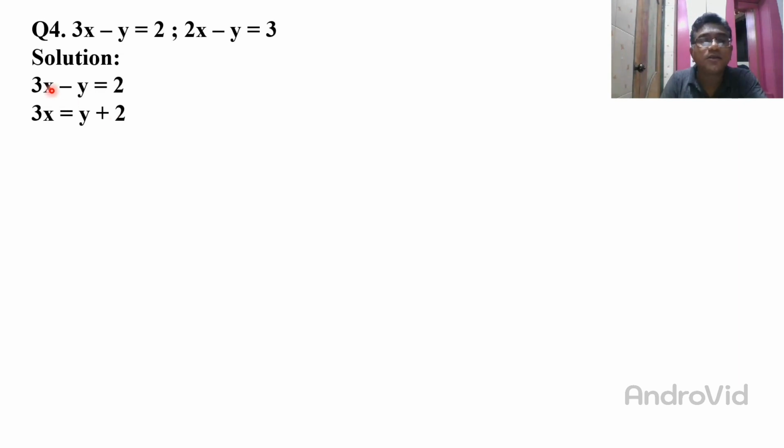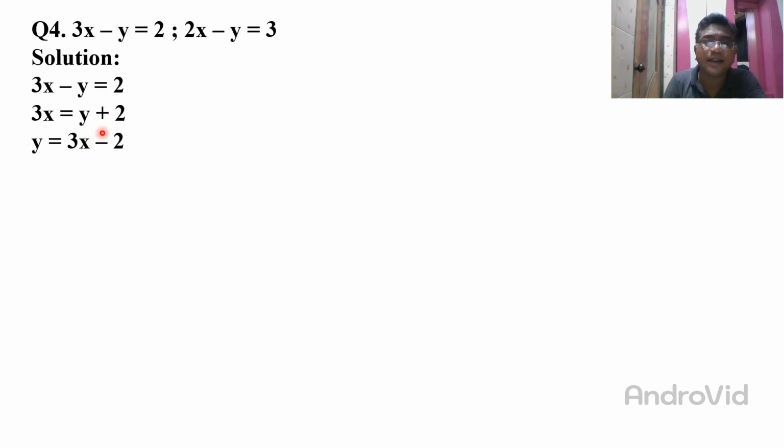How do I do that? See, 3x minus y is equal to 2. This minus y goes across and becomes plus y, so you get y plus 2. So 3x is equal to y plus 2. Then another step: this plus 2 goes across and becomes minus 2. So you get y is equal to 3x minus 2.